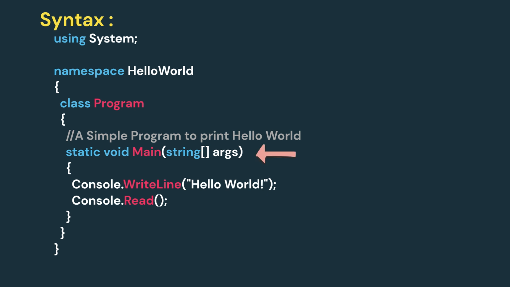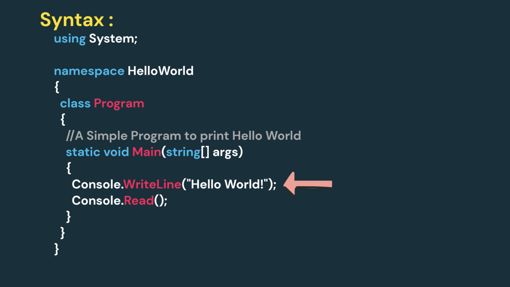The Main method is the entry point of all C# console applications. Whenever a console application is started, the Main method is the first method to be called. Notice the words string[] args inside the parentheses of our Main method. This means the Main method can take in an array of strings as input. Do not worry about this for the moment. We'll cover these topics in upcoming videos.